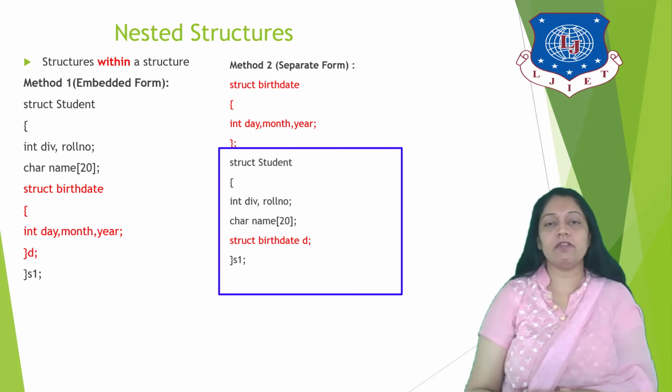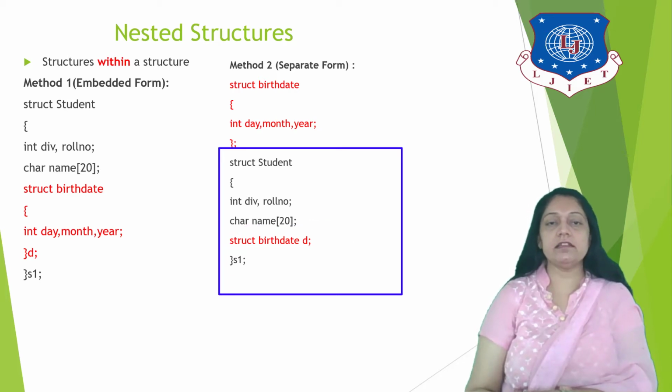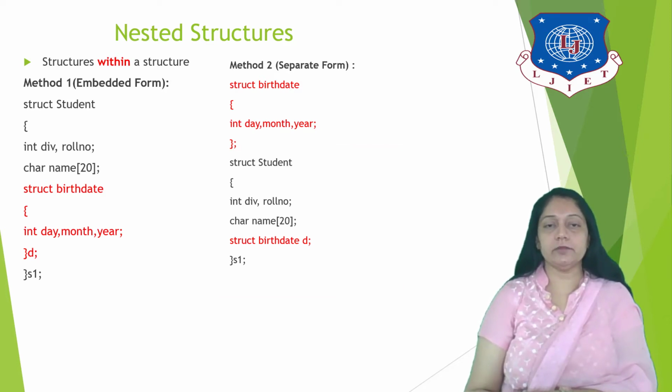Now within this I want to have a nesting. So I'm going to create a structure variable D. The data type of D is struct birth date. So this is also known as a nested structure, which is known as separate form, because both the structures are declared separately, not one inside another. So this structure student has now four different members: division, roll number, name and D. The data type of D is itself a structure which is birth date. Now end this structure student with a semicolon, as well as define the variable S1 if you wish so. So this is a nested structure. You can declare the nested structure using one of the methods.